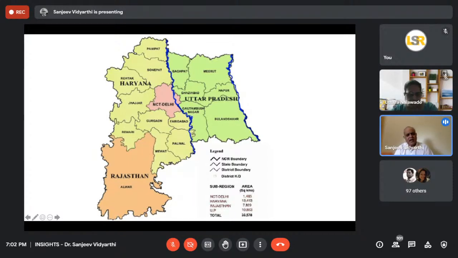Total about 33,000 square kilometers. Quite a bit of it is rural, right? Many of these districts are still rural. And this is highly, highly urban. So it's a very interesting area. It's recognized as a planning unit.